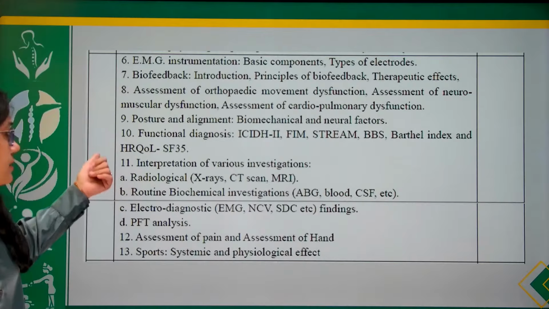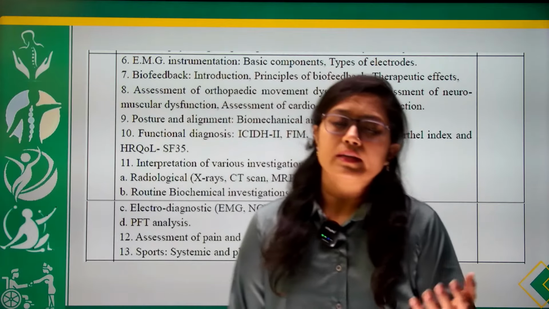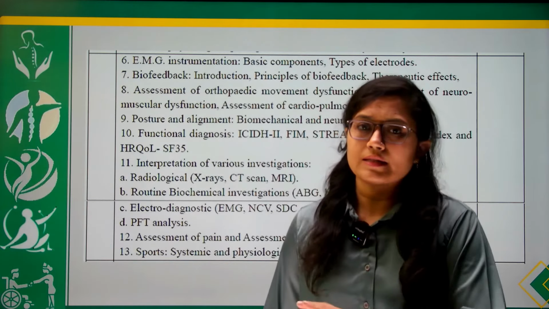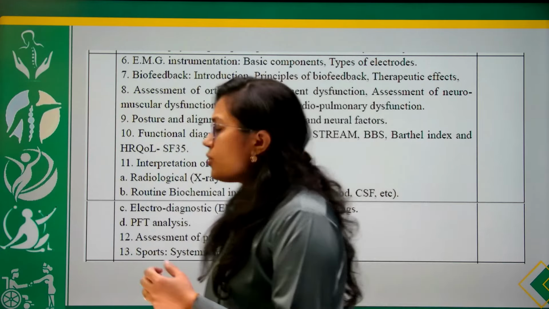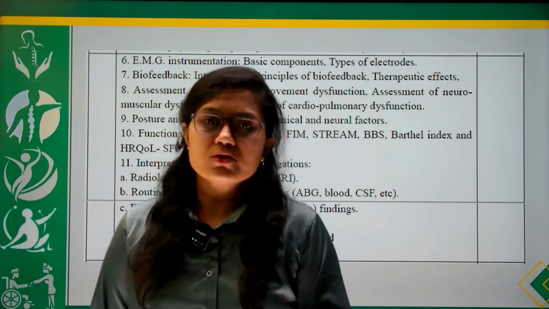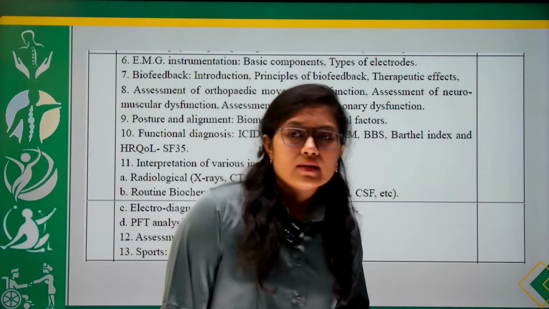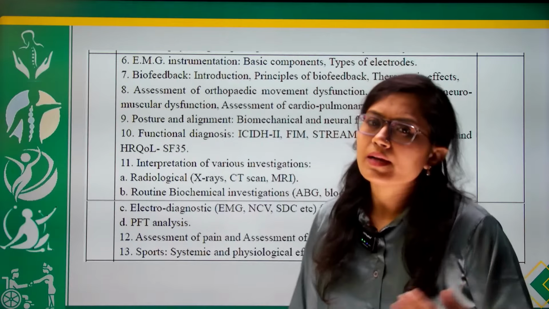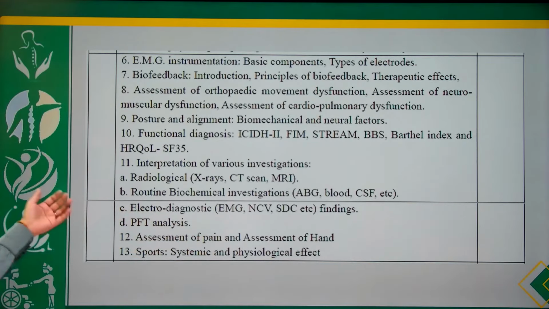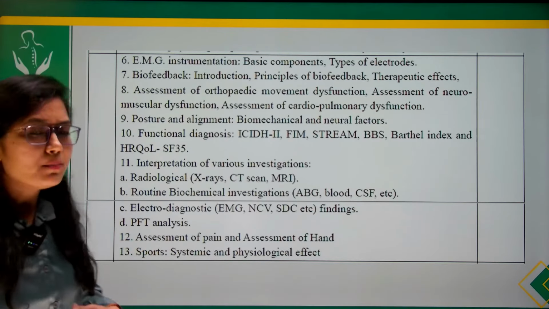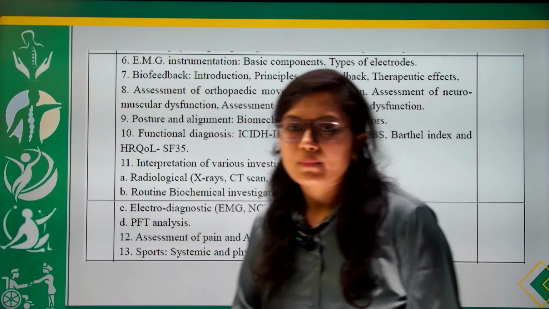Then we have the assessment of cardiopulmonary dysfunction, starting from the auscultation, the demographic data, and the other important aspects which we can cover. Then we will have interpretation of the various investigations. Radiological investigations are also there. What are the EEG analysis, blood analysis, CSF analysis. We are going to revise, we are going to see the MCQs of that as well. And then we can go to the PFT analysis, assessment of pain, assessment of the hand, as well as the sports effect as well.